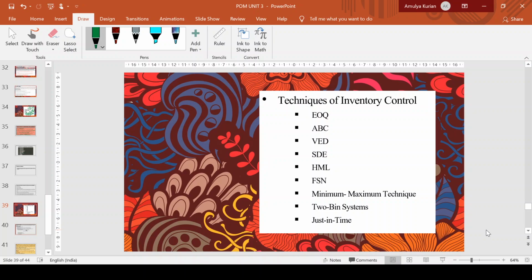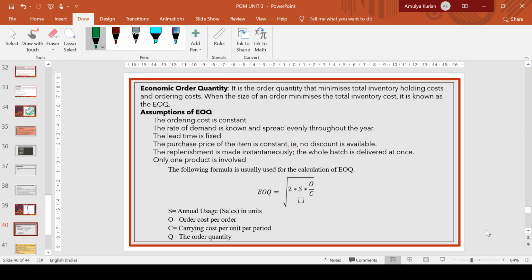First one is EOQ, or it is called economic order quantity. It is the order quantity that minimizes the total inventory holding cost and ordering cost.